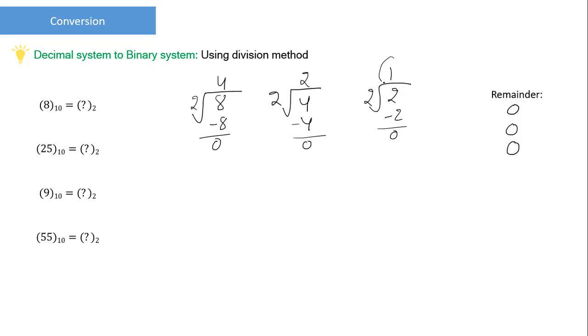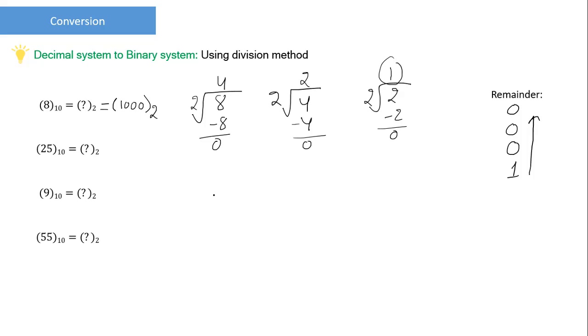In the end you will always get 1 as the quotient. So you write that 1 in the end. So now the answer of this would be 1, 0, 0, 0. So 8 to the base 10 is equal to 1, 0, 0, 0 to the base 2.